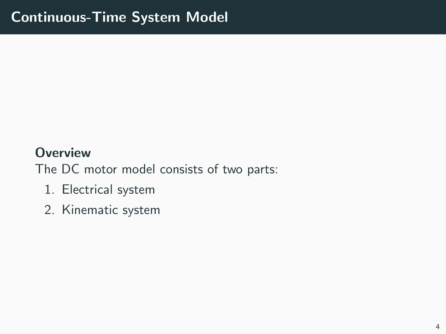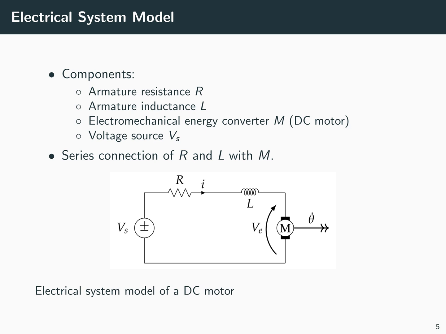The modeling process is divided into two main components, the electrical system and the kinematic system. Understanding both parts is essential for accurate state estimation. The electrical system of a DC motor comprises the armature resistance, denoted by R, and the inductance of the armature winding, represented by L. These are connected in series with the electromechanical energy converter, which is the DC motor itself, labeled as M. This entire circuit is powered by a voltage source, V_S.